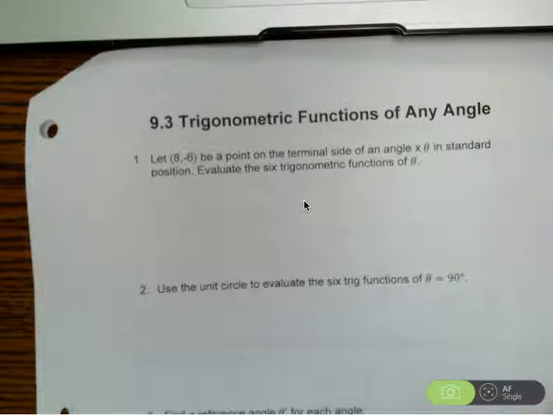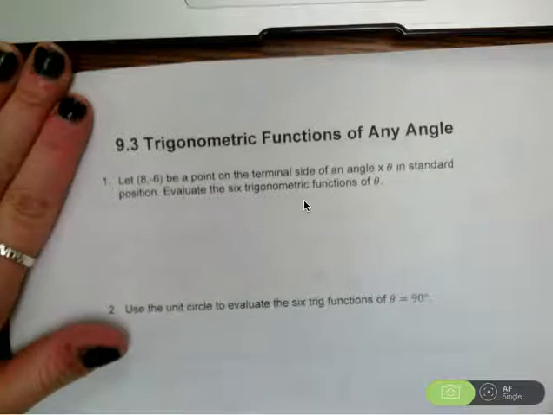All right, what we got here is section 9.3, the final section we're going to do this year. And 9.3 is trigonometric functions of any angle. So what we've been focused on so far are right angles, but now we're going to see how we deal with it if they're not right angles?